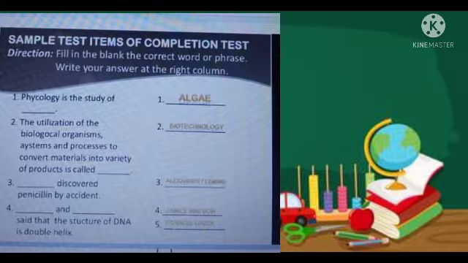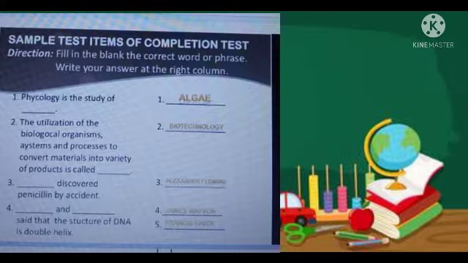Number 2. The utilization of biological organisms, systems, or processes to convert materials into a variety of products is called blank. So the answer to that one is biotechnology. Number 3. Blank discovered penicillin by accident. So the answer to that one is Alexander Fleming.